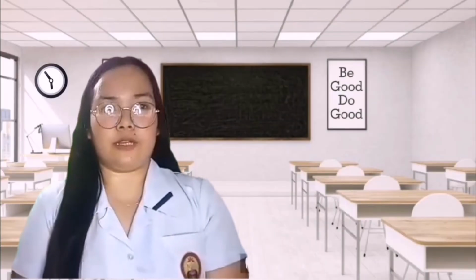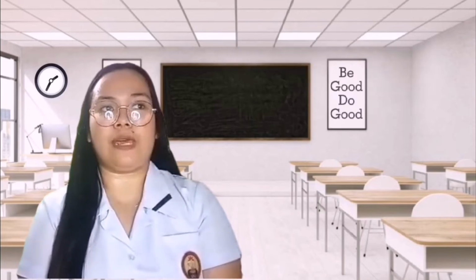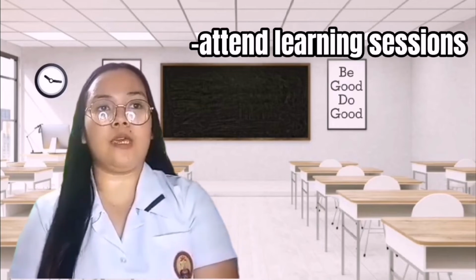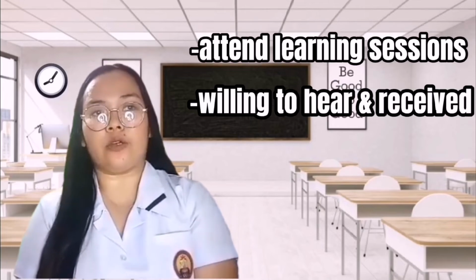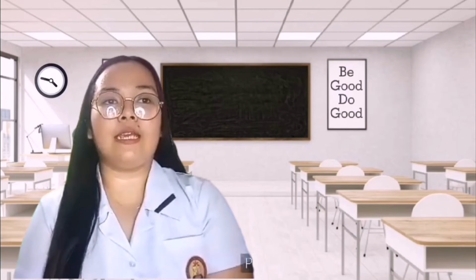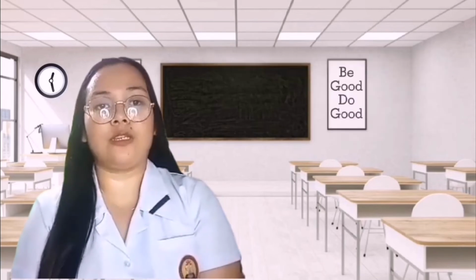So first is receiving. At this level, the learner will be expected to basically attend the learning session, be aware of knowledge as being important, and willing to hear or receive the knowledge that is being introduced. And lastly, generally, just be attentive, listen to whatever knowledge is being discussed. For example, you meet your classmates for the first time, so you need to listen and be aware of their names that are newly introduced.